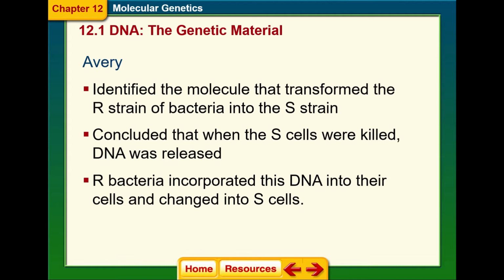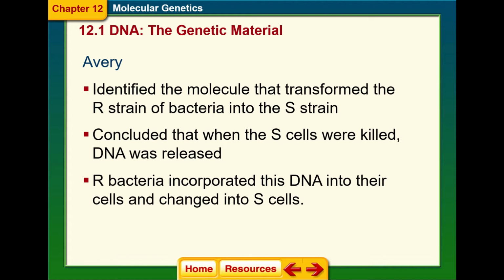And so he identified the molecule as DNA, which transformed the R strain of bacteria into the S strain. When the S cells were killed, there was DNA released, and the R bacteria could incorporate that DNA into their cells and change themselves into the smooth version of the bacteria.